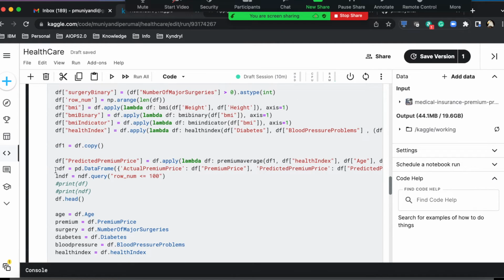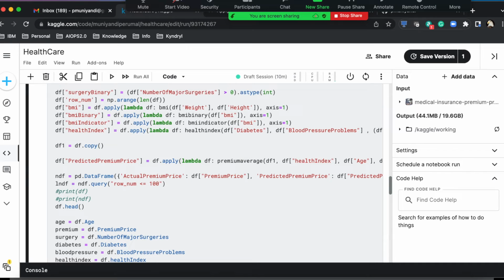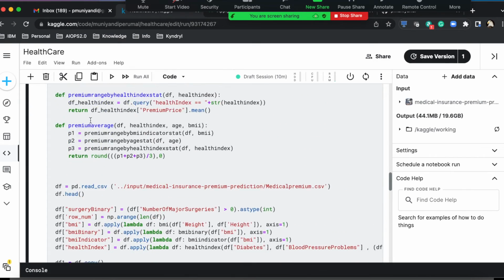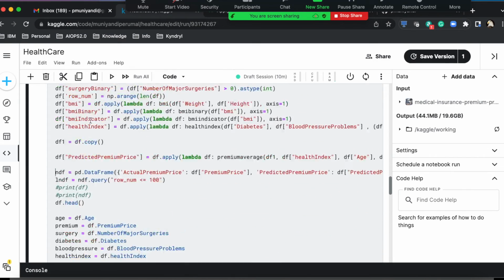Now I'm going to predict my premium. What is the predictor premium? The predictor premium is the actual premium he paid, which is there in one of the columns. I told that is a column we have.